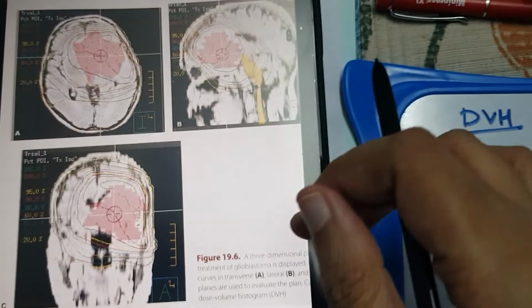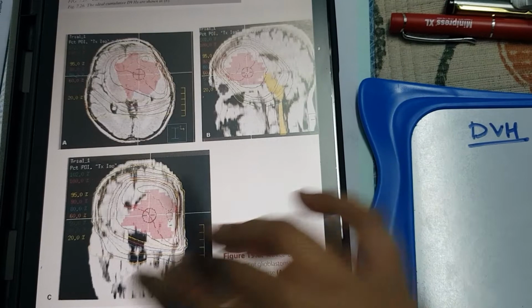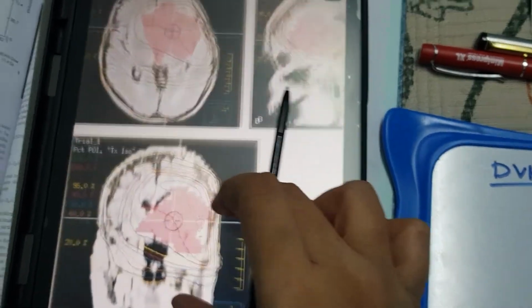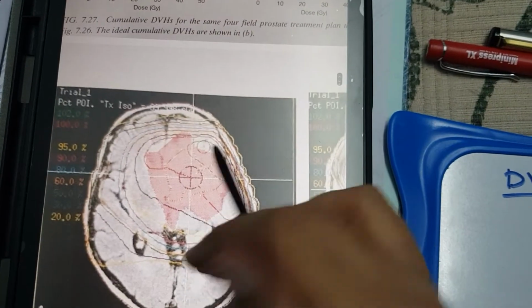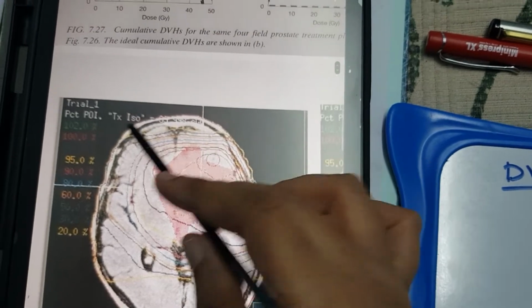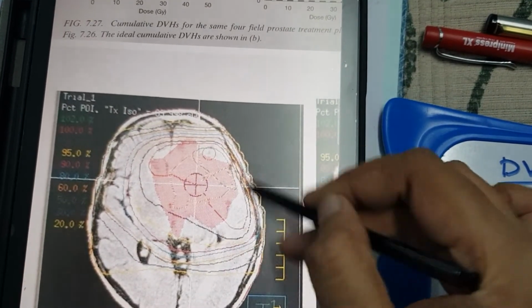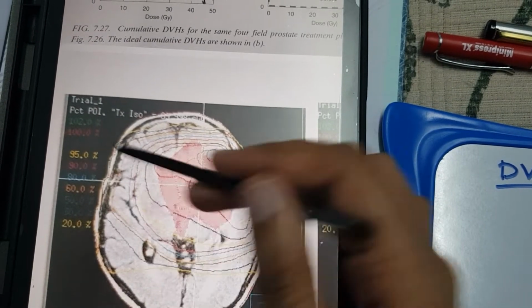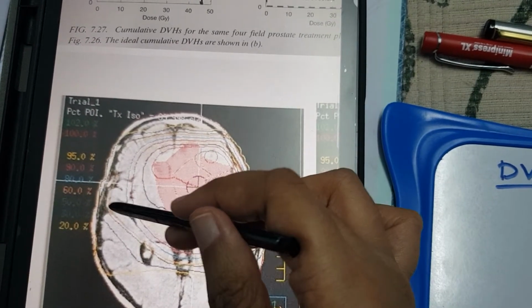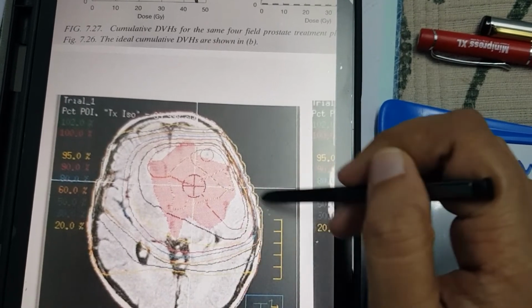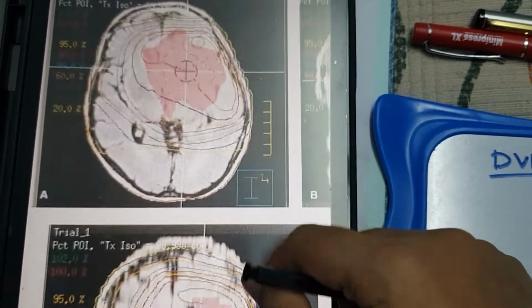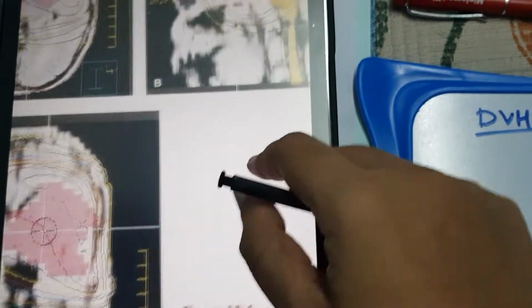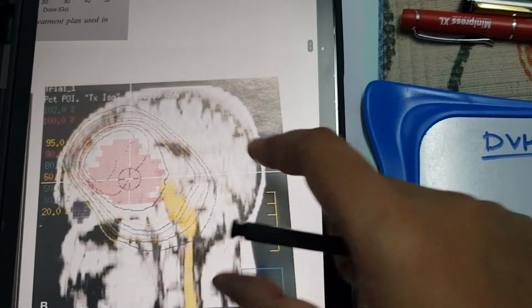So for example, this is an example of a glioblastoma case, a 3D plan. This is an axial section where we can see that this green curve is 1 or 2%, and the red one is 100%. The yellow curve over here is 95%. The orange one is 60%, and the yellow one over here last is 20%. The same plan in the coronal section, and the same plan in the sagittal section.